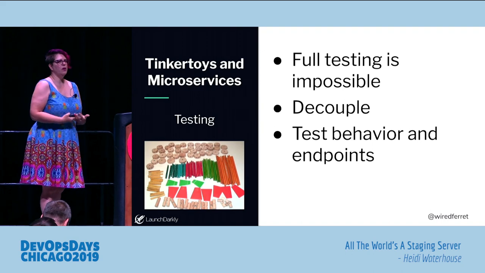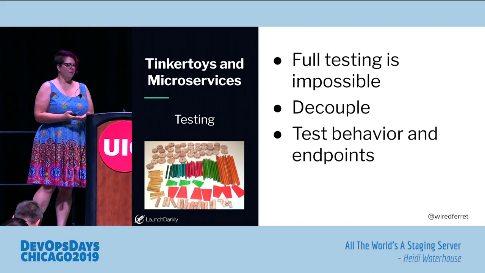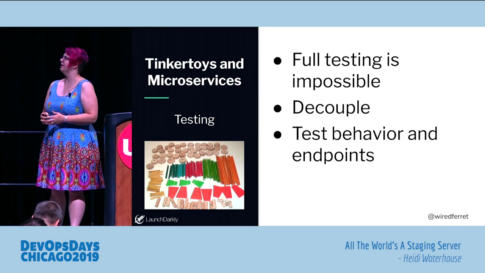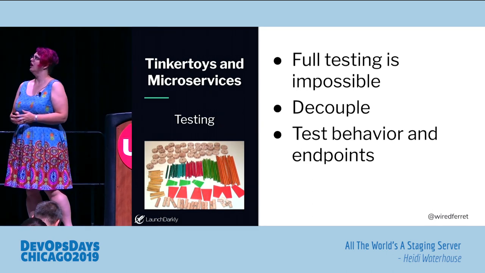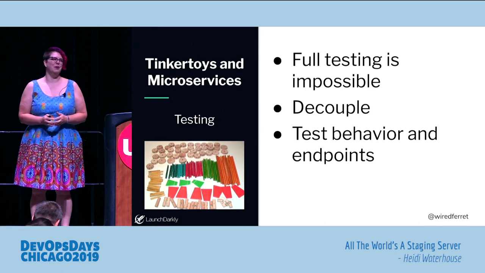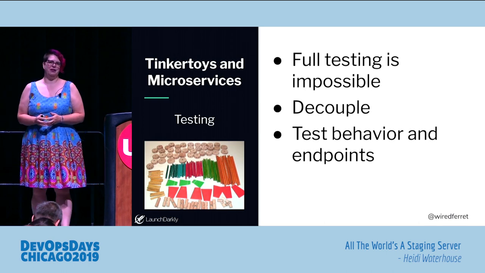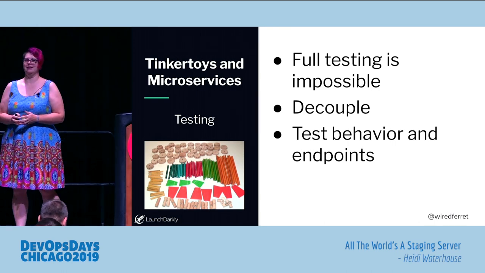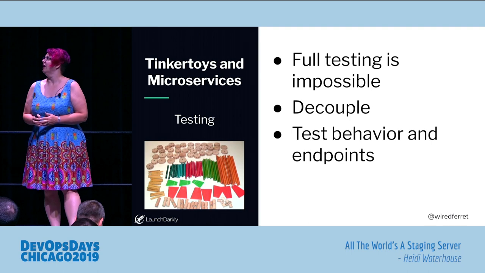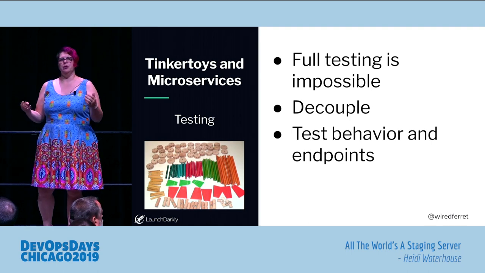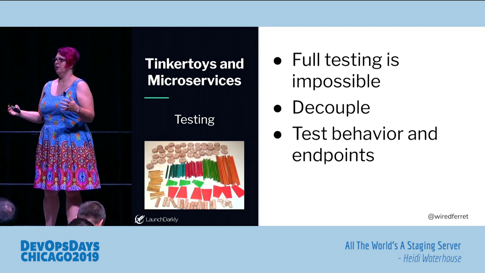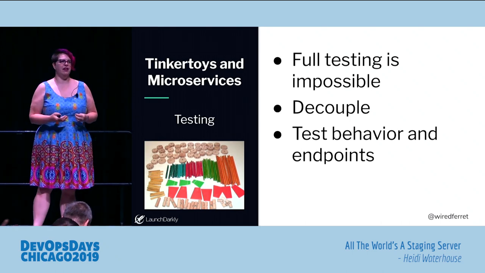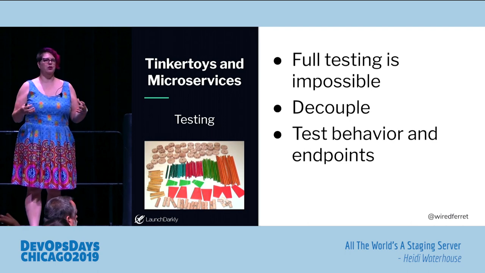So this is one of four talks in this series. The first one is called Tinker Toys and Microservices, in which I depress everyone by telling them that they're testing all wrong. Full testing is impossible. Anyone who tells you that they have full test coverage is probably lying or spending so much money that it's not possible for you to keep up with them. You need to be able to decouple your understanding of what's going on. We call this microservice architecture. Really, it's about loose coupling.